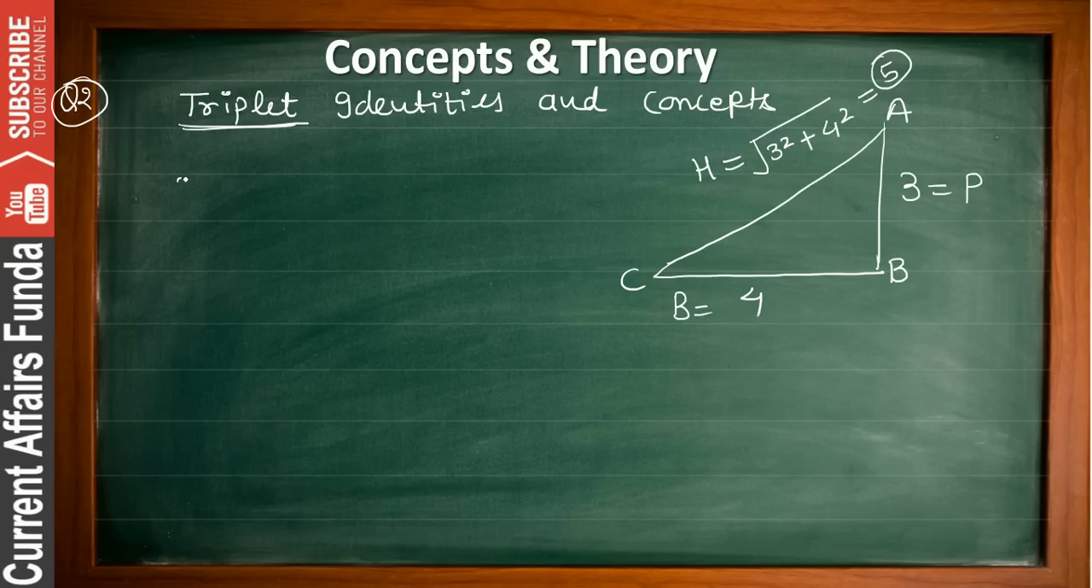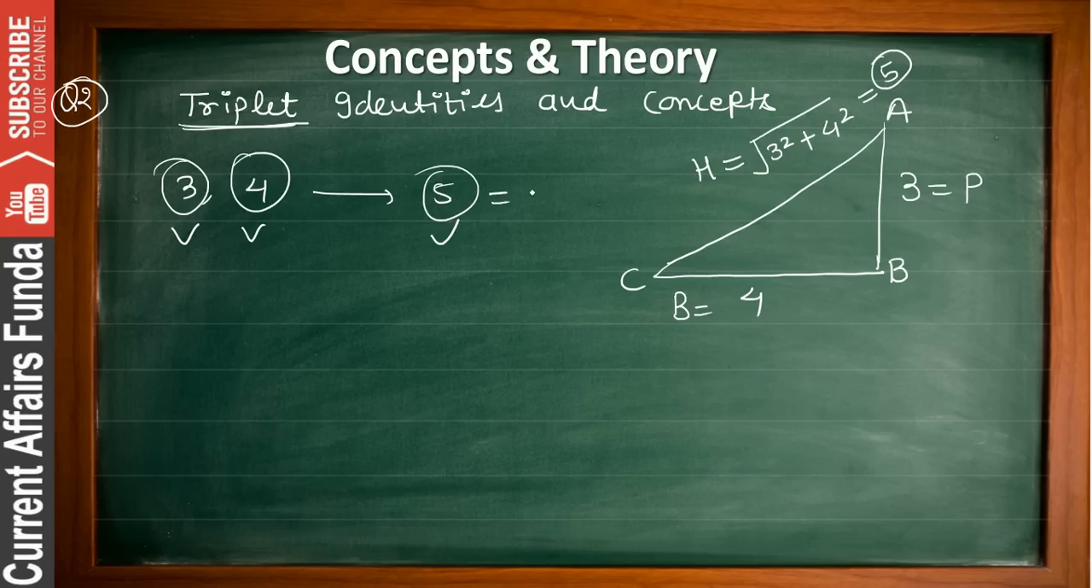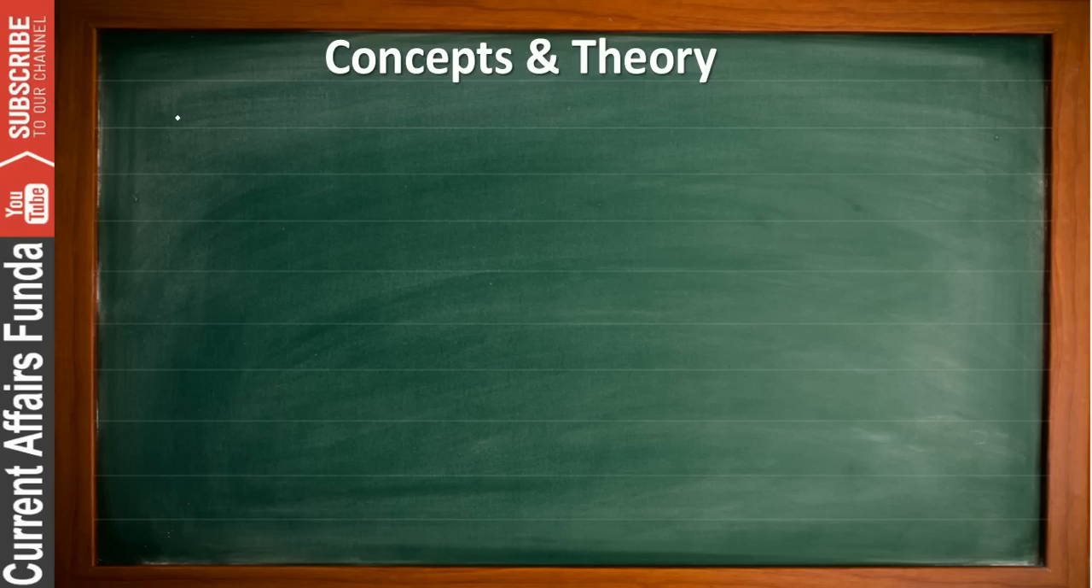Okay, so friends, 3, 4 and 5, they are the triplet values. 3 square plus 4 square, you will get the value of 5. So friends, 5 is the largest value here. Okay, 3, 4 and 5, so the largest value is always the largest side here, so it will be here AC. That is why I am telling you the exact meaning of triplet here. Okay. So we will discuss all the identities of triplet here. So friends, we will discuss basically valid triplet cases here.